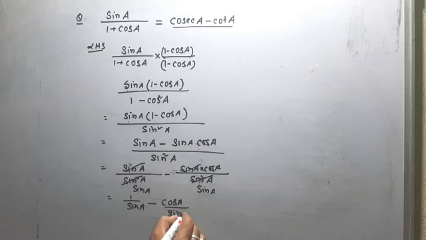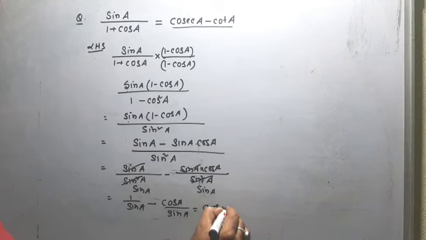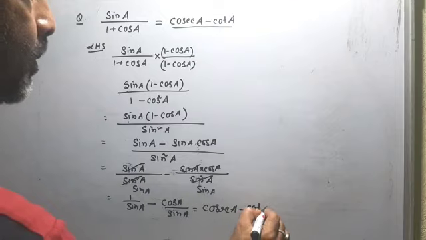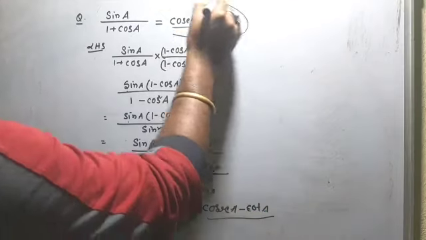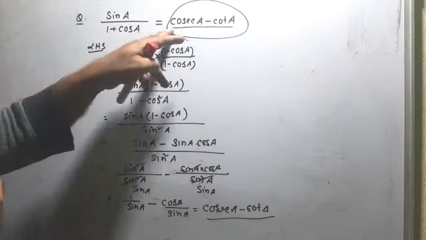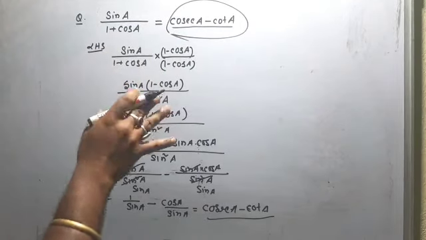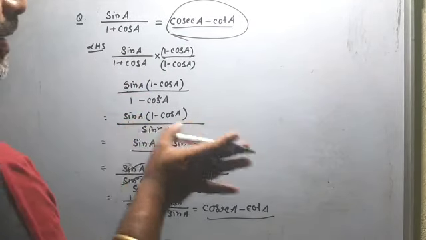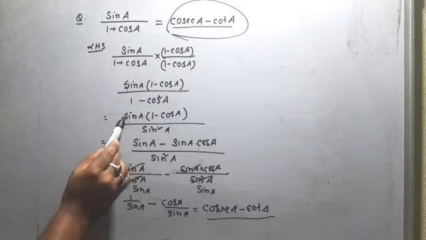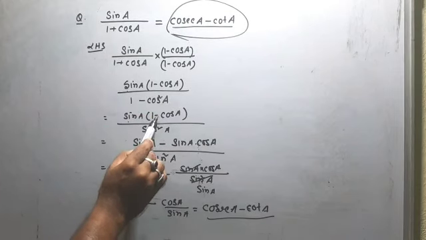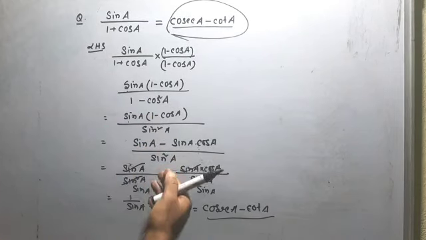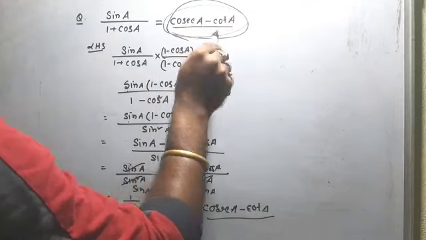Now you can easily understand 1 by sin a is cosec a and cos a by sin a is cot a. So according to demand, what we have to prove, we can go like this. We can change here sin a by sin square a into 1 minus cos a, but if you do like this, we cannot get the RHS.